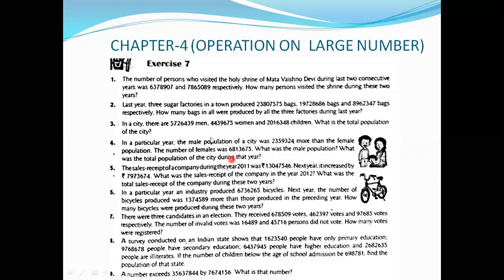And now this is exercise 7, chapter number 4, operation on large numbers. We have solved these questions here: question number 1, question number 4, and question number 9 also. Then thank you. Solve these questions also. Thank you. Bye.